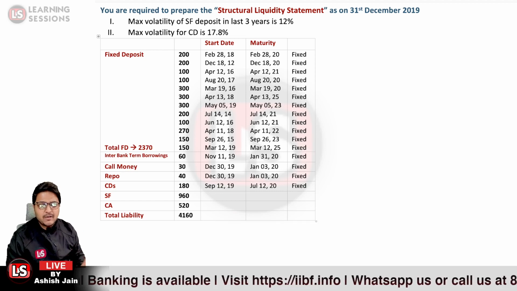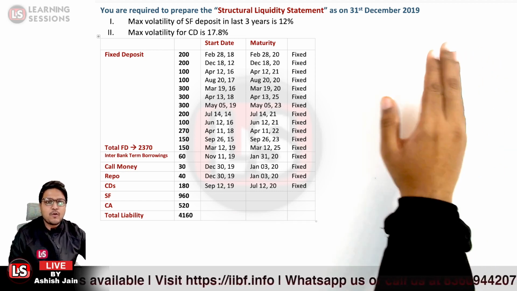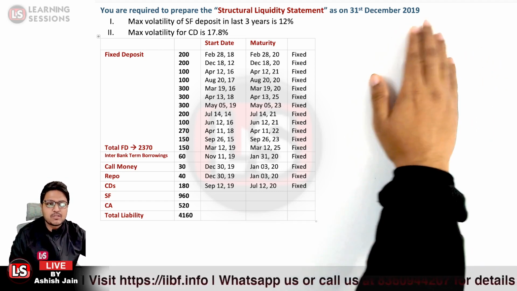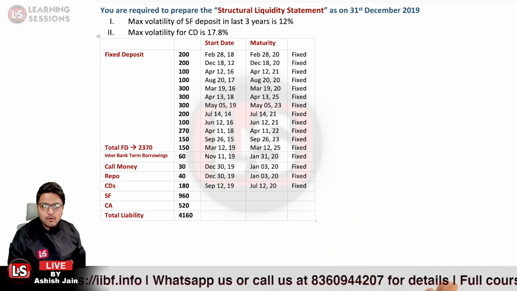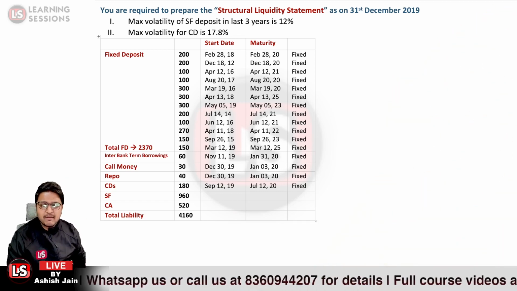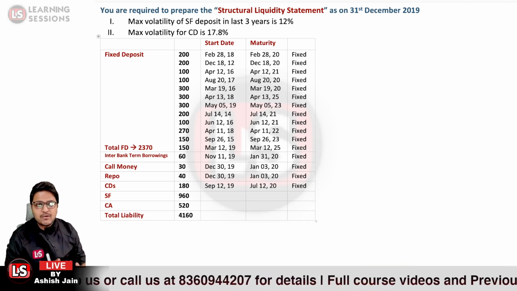So we will be considering two particular factors over here. First of all, the statement is to be prepared as on 31st of December 2019. That would be the benchmark date we will be considering, so as to get the residual maturities.